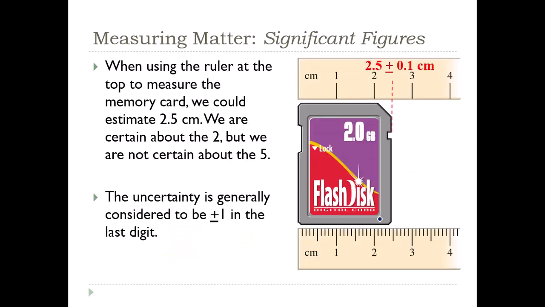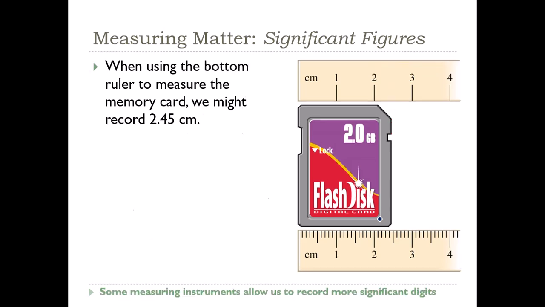And so when using the ruler at the top to measure the memory card, we could estimate 2.5. We are certain about the 2, but we're not certain about the 5. So that's the uncertain digit, that's the estimate. And then the uncertainty is generally considered to be plus or minus 1 in the last digit. So 2.4 to 2.6, so somewhere in that range.